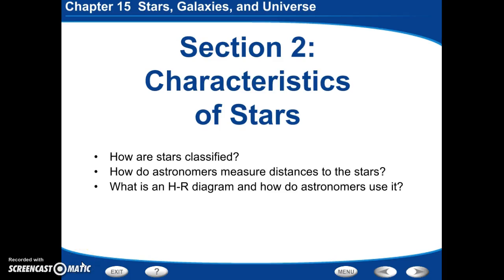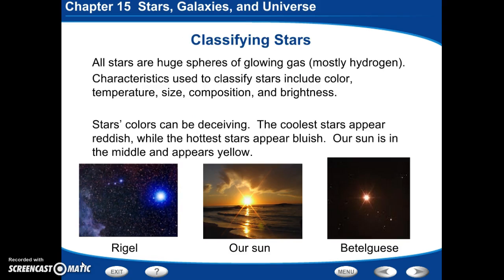Hey guys, we're doing sections 2 and 3 here in chapter 15. We're going to talk about the characteristics of stars and figure out how they're classified. What do astronomers use to measure the distance of stars, what is an HR diagram, and how do astronomers use it? So stars are classified in a couple of different ways.